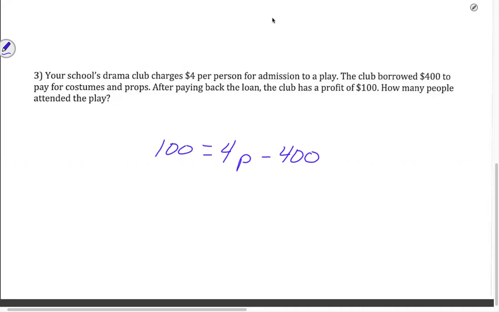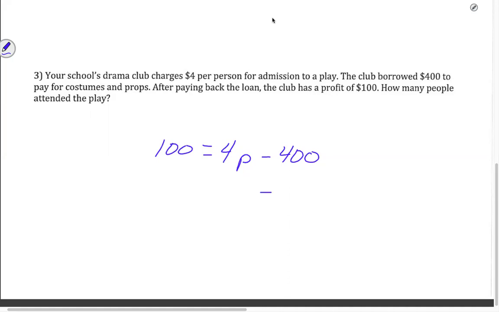Now, who said they had the answer? Annie? All right. Tell me what you got. Okay, 200. Anybody else get something else? All right, tell me what you did. Well, they paid off the $400 that they took from school. And then they had $100 profit, so that's 500.